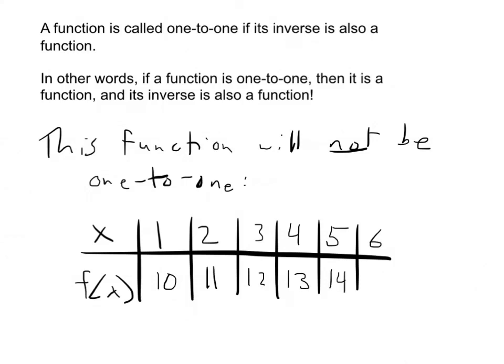Now, so far, it's one-to-one, and I want you to notice that. It's one-to-one because when you plug in the inverse, if you plug 10 into the inverse, you'll get back 1. If you plug in 11 to the inverse, you'll get 2. If you plug in 12 to the inverse, you'll get 3.